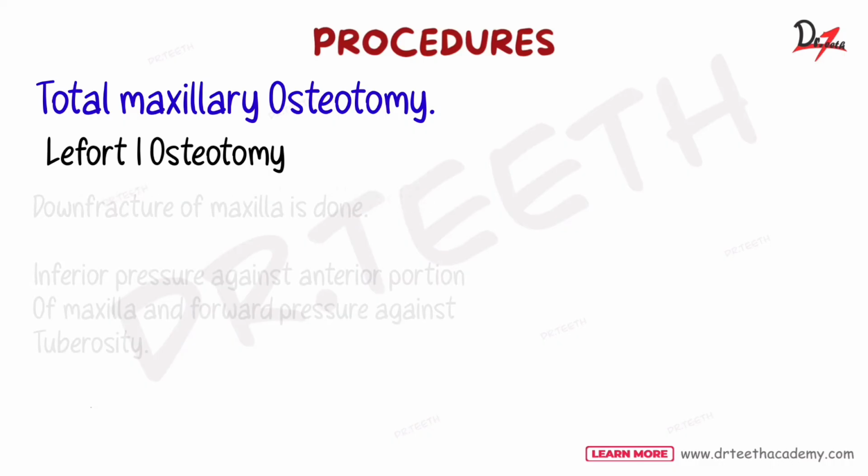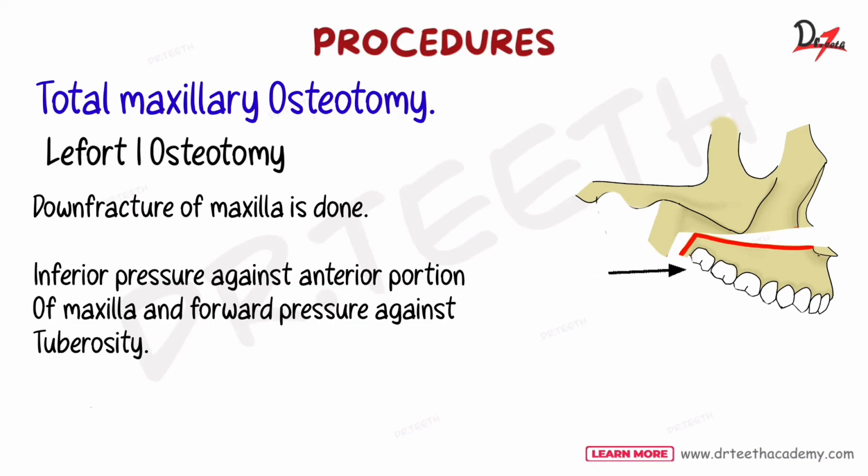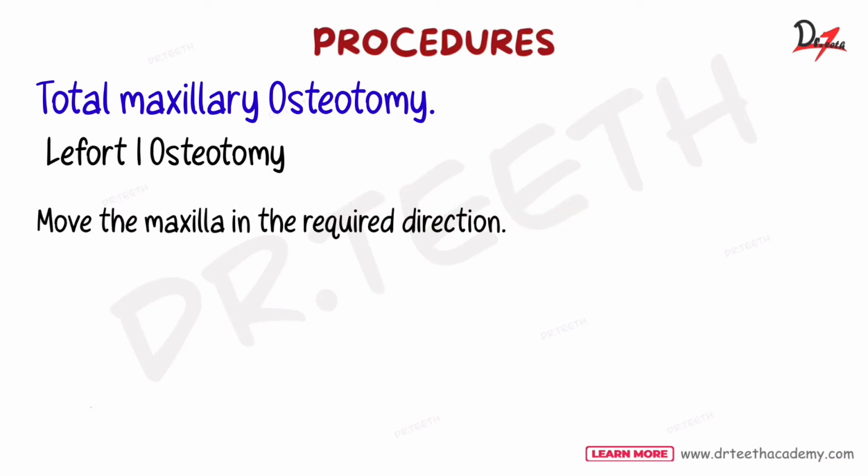Then we have to down fracture the maxilla. How? So we are giving inferior pressure against the anterior portion and forward pressure against the tuberosity portion, like so. Then use disimpaction forceps like Rowe's disimpaction forceps or Tessier's mobilizer for the down fracture. Then move the maxilla in the required direction.